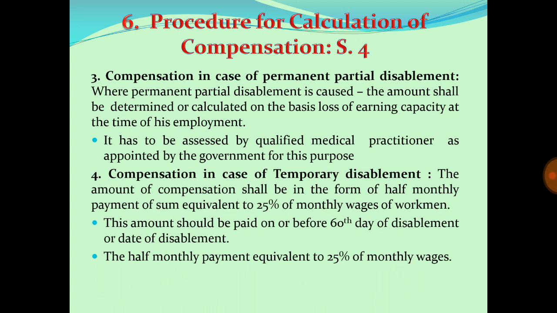Then the next is the compensation in case of temporary disablement. When any accident results in temporary disablement, then the amount of compensation shall be in the form of half monthly payment of a sum which is equivalent to 25% of monthly wages. It means in this case, that workman will receive a quarter of monthly wages every 15 days. So ultimately he will get 50% of wages for the month.